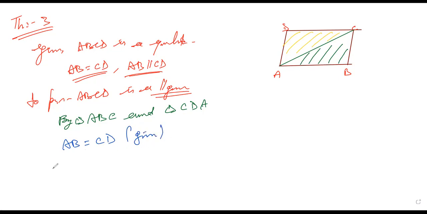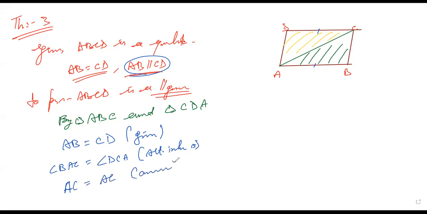The next I will take angle. So angle BAC is equal to angle DCA. It will be alternate interior angles. Why is it so? Because we know that AB and CD are given to us as parallel to each other. So that would be alternate interior angles. The next thing is AC is equal to AC. Again, it is common to us.